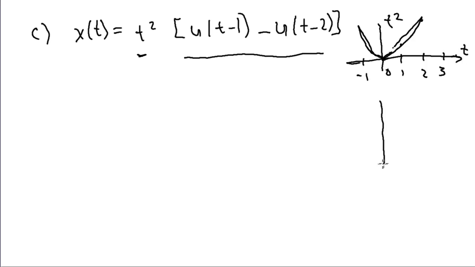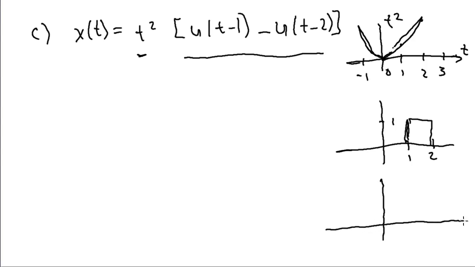And then the pulse is just non-zero between 1 and 2, where it has a height of 1. So this is the u of t minus 1 minus u of t minus 2 component. Now, in previous problems, I've been adding or subtracting these functions, but now I want to multiply them. But the procedure is similar.